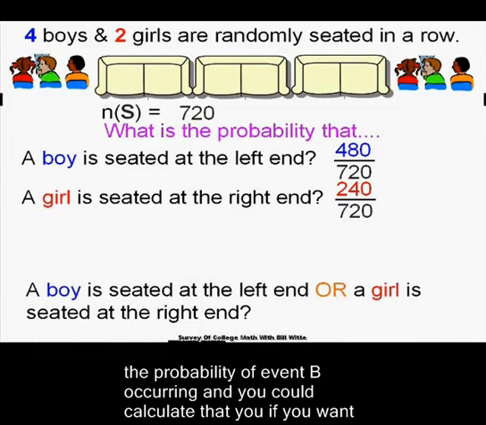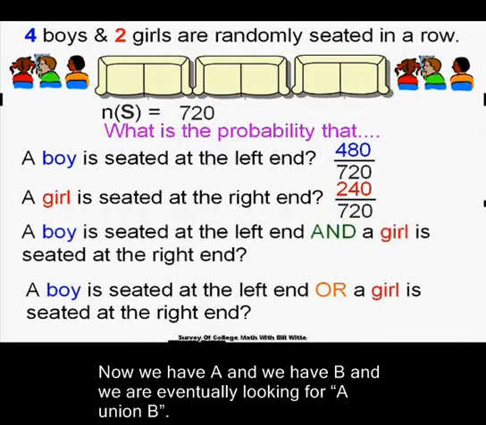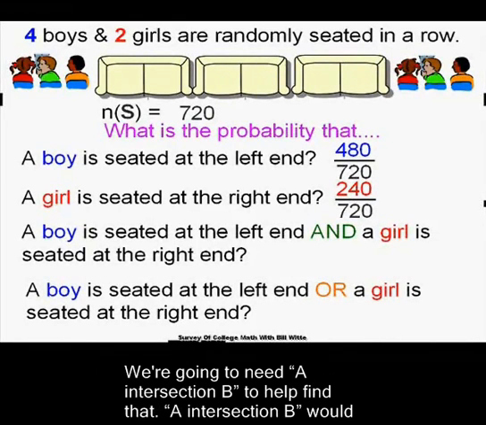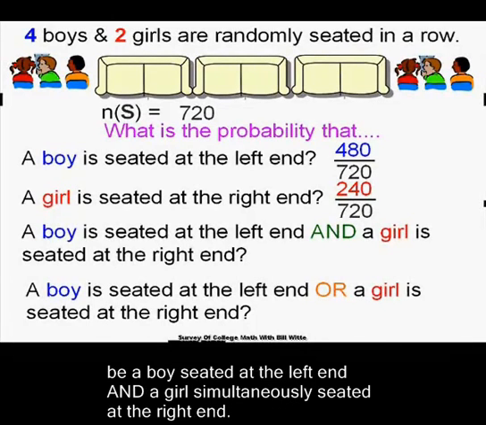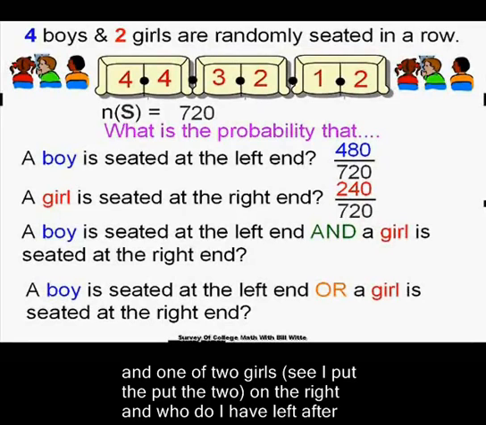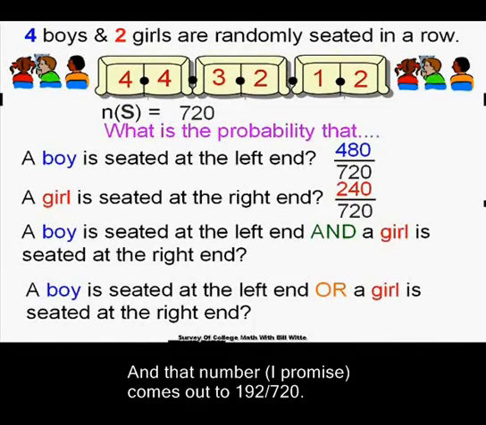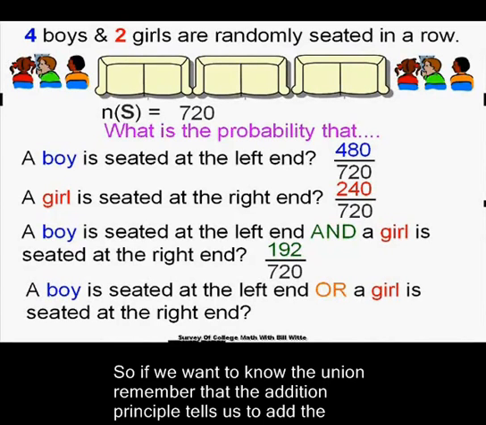So we have A, we have B. We're looking for A union B. We're going to need A intersection B, which really, if you understand, is a boy seated at the left end and a girl seated at the right end. Well, let's count that. That's going to have one of 4 boys, I put the 4 on the left, and one of 2 girls, I put the 2 on the right. And who do I have left after that but the other 4 people that I can put in any order? 4 times 3 times 2 times 1 in the middle. And that number, I promise, comes out to 192 out of 720. Okay?